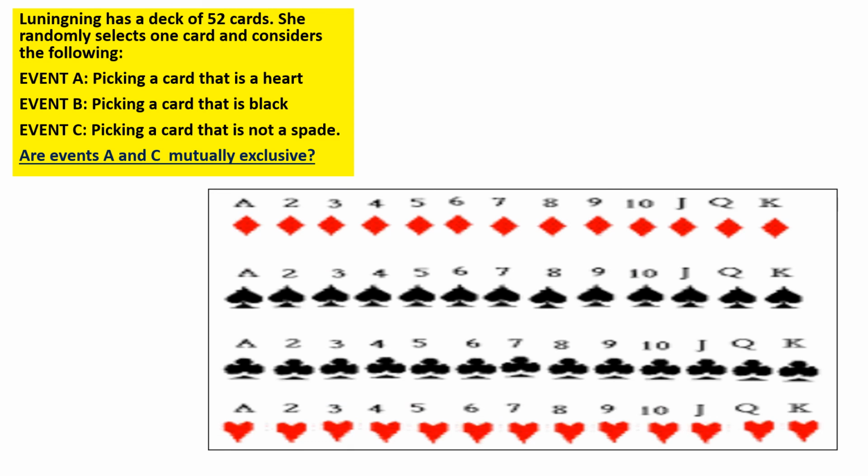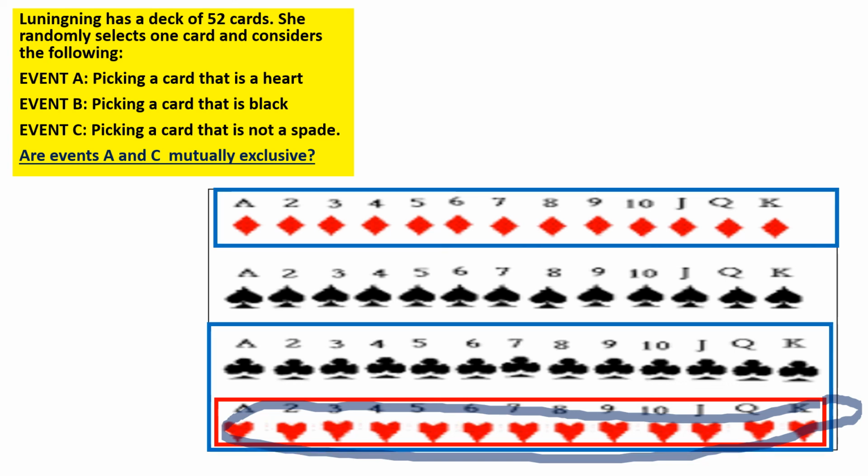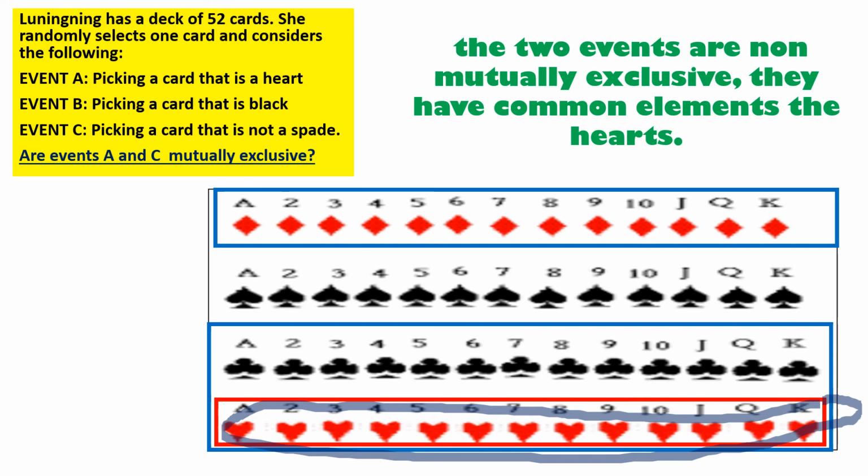Okay, let's go to the second question. Pareho pa rin ang situation. Are events A and C mutually exclusive? Remember that si A, picking a card that is a heart. And then, letter C, picking a card that is not a spade. Pag sinabi mong hindi spade, sakop yung mga diamonds, yung flowers, at saka yung mga hearts. Yung hearts, pasok din siya sa event C at element din siya ng event A. So, meron silang common elements. Ang tawag dito, not mutually exclusive events.